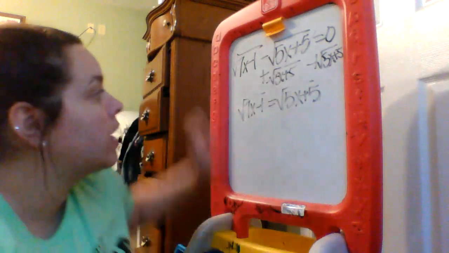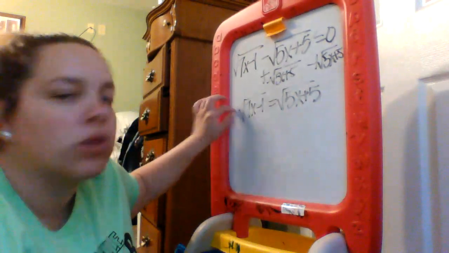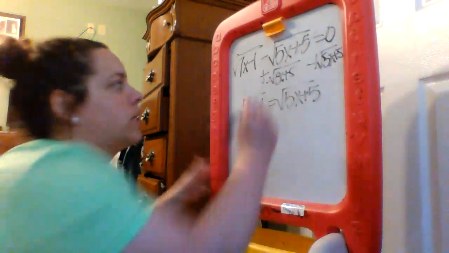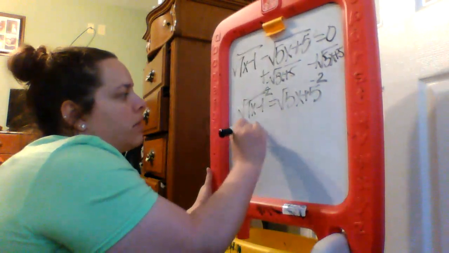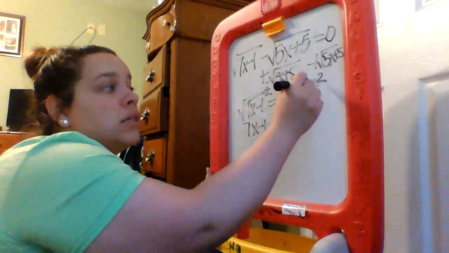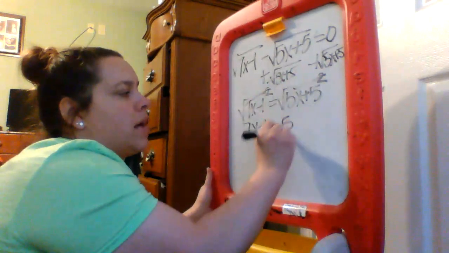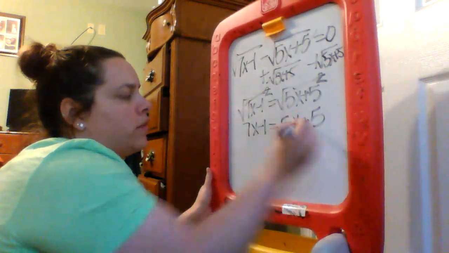All right, so now that I've isolated this root, it's a square root. To get rid of a square root, I square it. So I square both sides. So squaring the square root cancels that out, so I'm left with 7x minus 1. Also squaring the square root cancels that out, and I'm left with 5x plus 5.